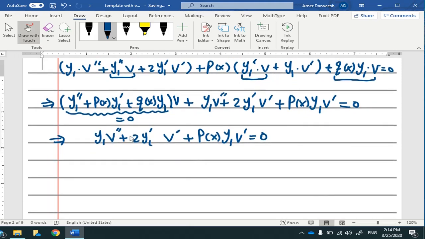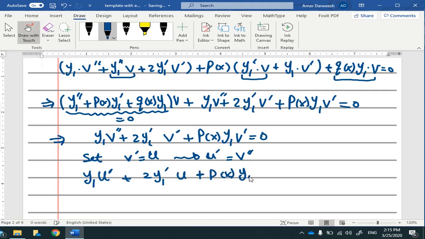So now here it's second order. How about if we set v prime to be u? So replace v prime by u. Now we convert the equation into a first order differential equation. So this is u prime, because u prime equals v double prime, plus 2y1 prime times u plus p of x y1 u equals 0. So now we reduce the order from second order to first order.